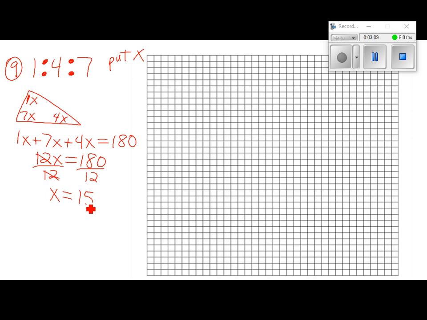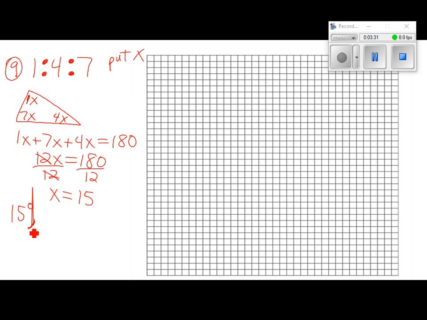What did they ask us to find? The angle measures. Find the angle measures. So is that our answer, 15? No. You've got to plug it in for x. You got to plug it in for each one. So one of the angles is what? 1 times 15 is what? 15. So one of them is 15. Plug it into the others.